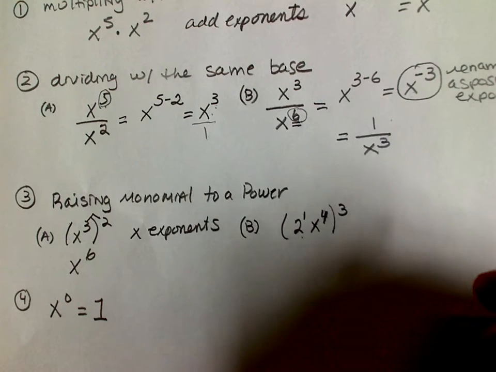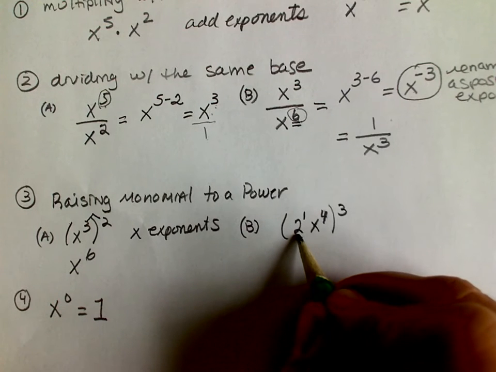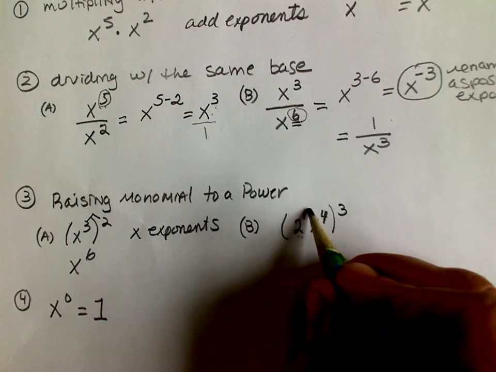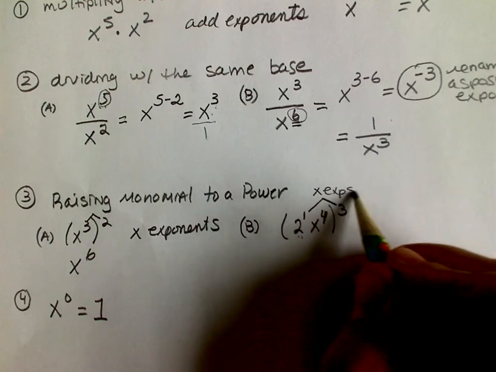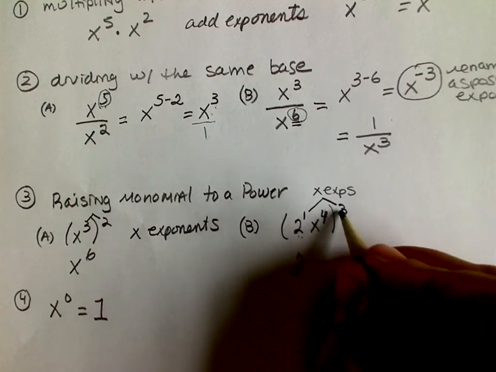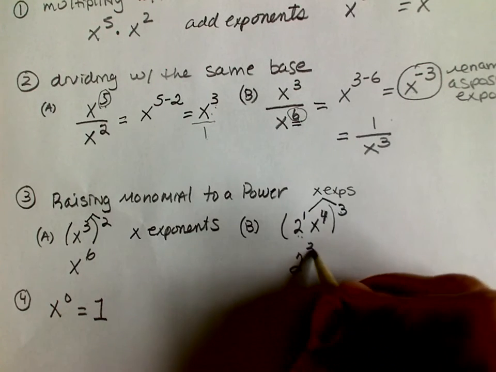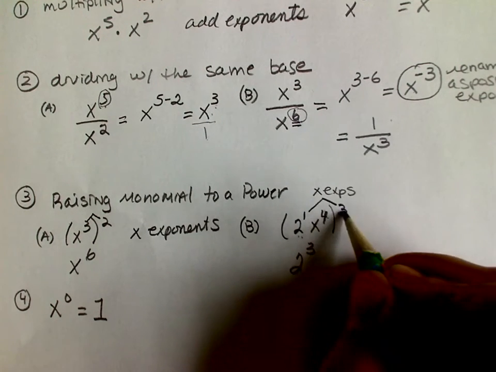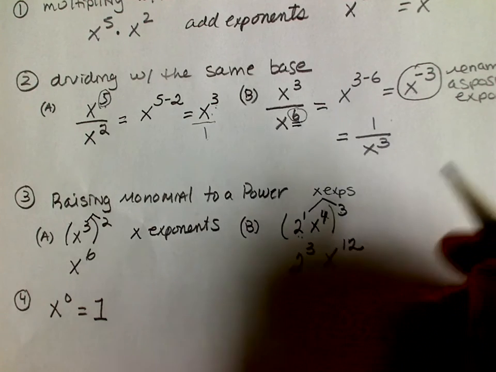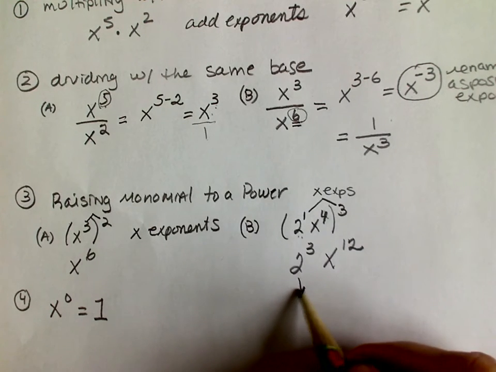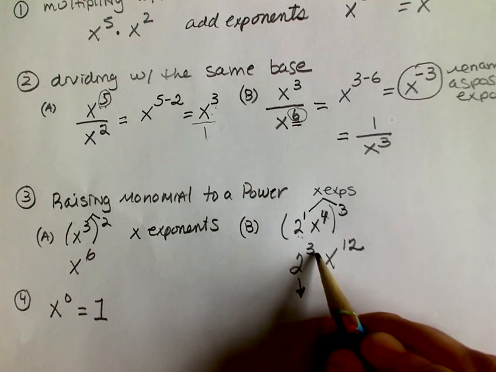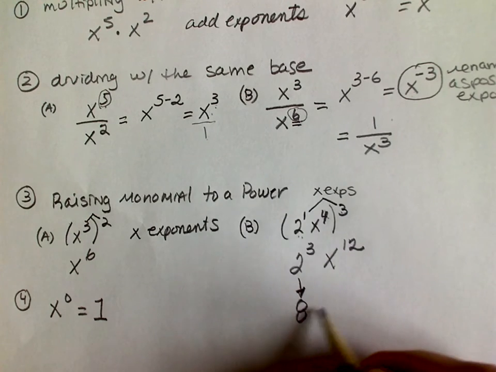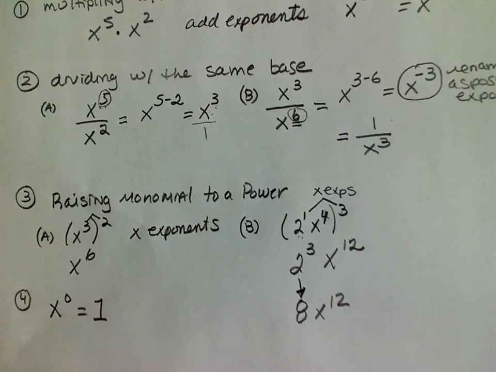A similar example is a monomial that has a coefficient. The number here has an exponent of 1 on its coefficient. So I'm going to use the same basic rule. We're going to multiply the exponents. So this is 2 to the 1st times 3, which is 2 to the 3rd. x to the 4th times 3 is x to the 12th. Simplify the coefficient, and you get 2 to the 3rd power, which is 2 times 2 times 2, which is 8x to the 12th.